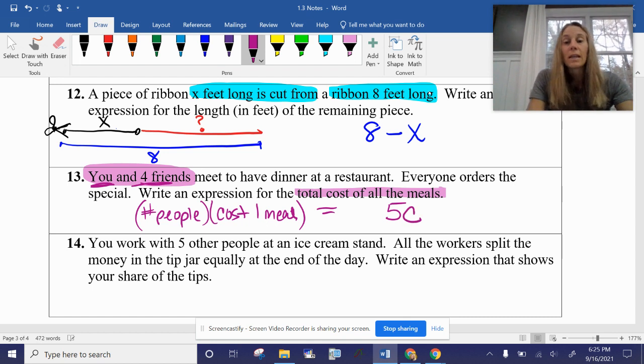just going to say 5c. Or you could say 5m or 5x, whatever variable you'd like to use. So you take the number of people, you multiply it by the cost of one of the meals, and then that would give you your total.